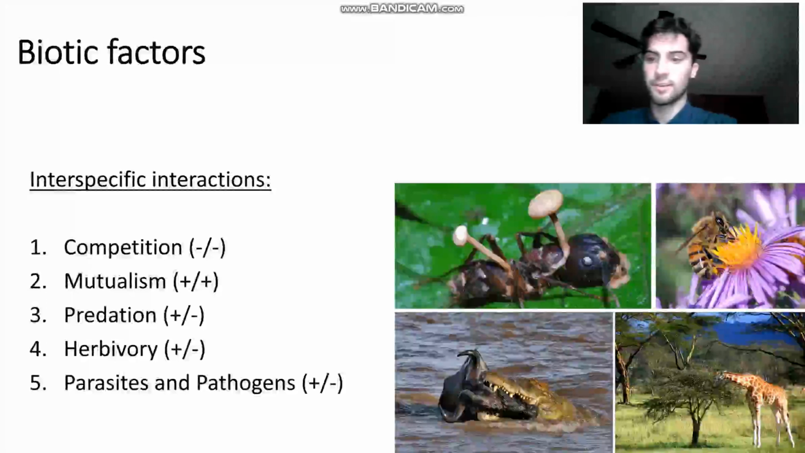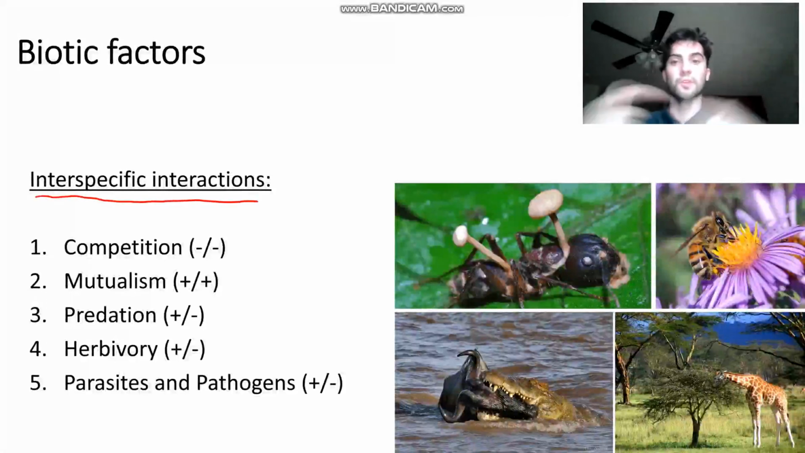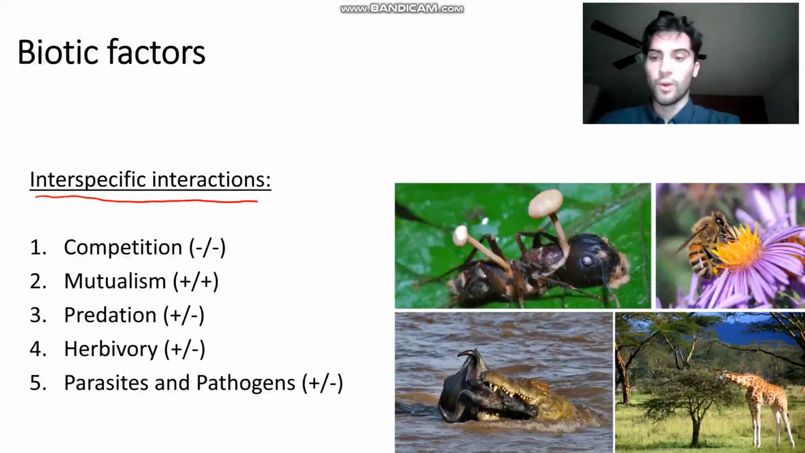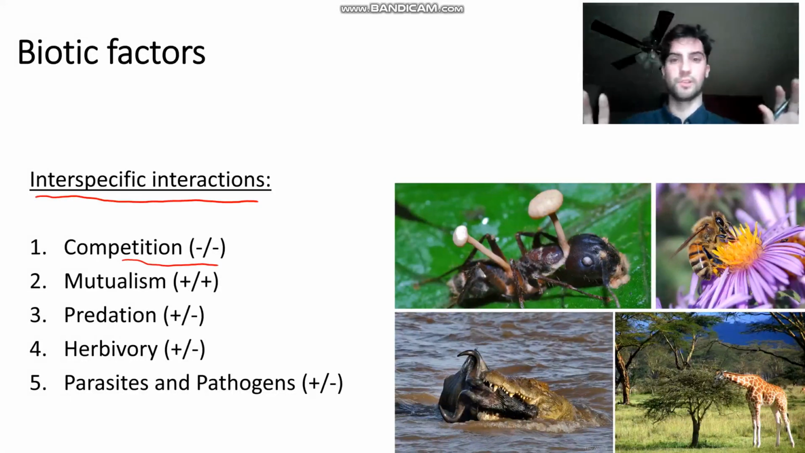So these are the interspecific interactions between species. We have competition when two different species compete for the same resource. So let's say there is an animal that specializes in eating apples, and there's also another animal that eats apples, so they will be competing for this resource in nature.